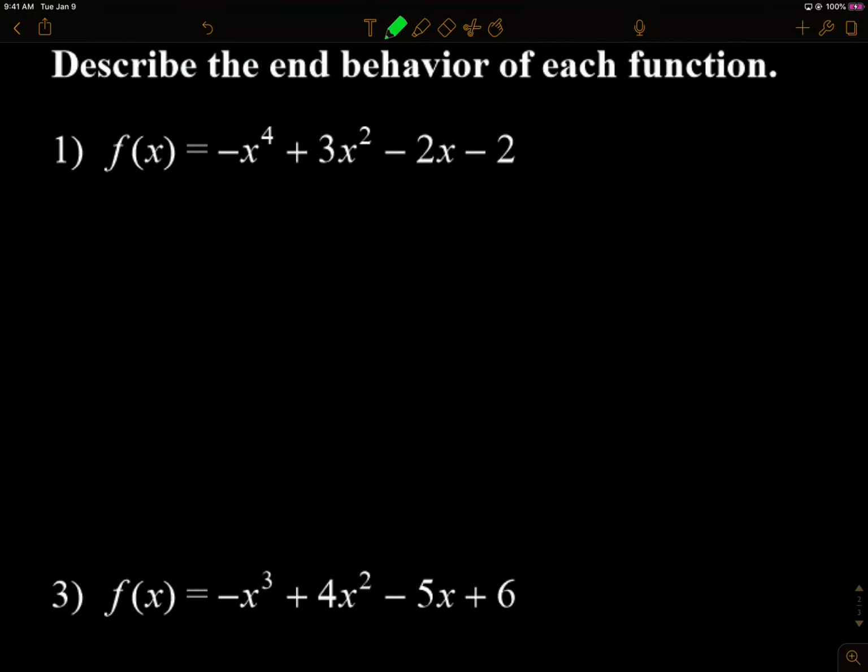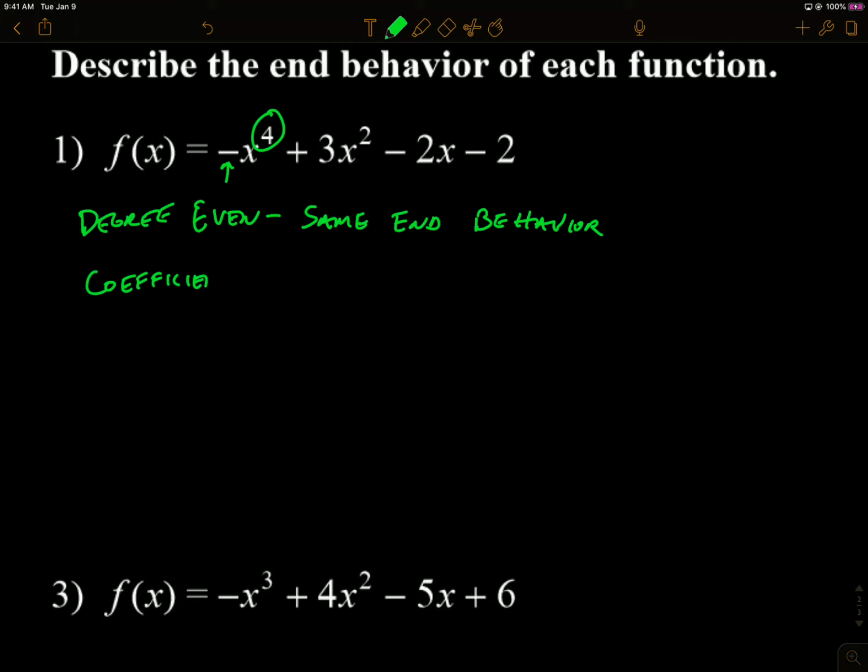So let's try to do this. Describe the end behavior of each function. Since the highest power of x is 4, that's even, which means it's going to be the same end behavior on both sides. And because the degree is even and the coefficient, the number in front of the x, is negative, that means it's going to be down on both sides.